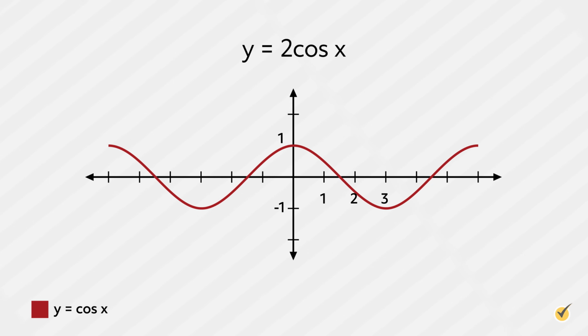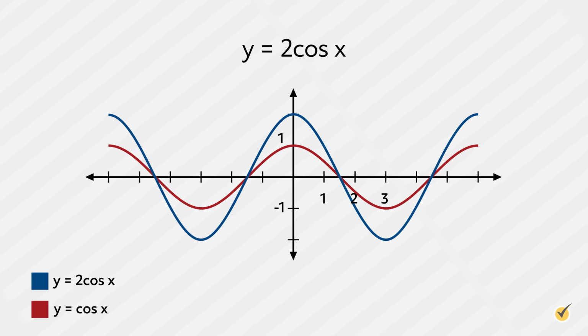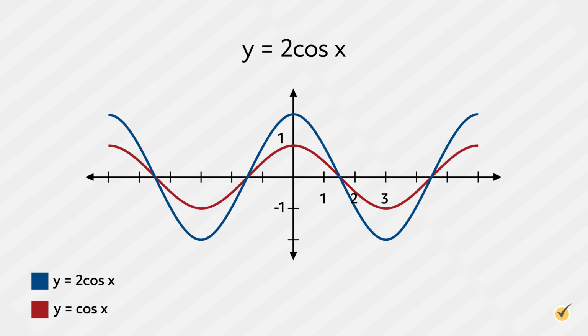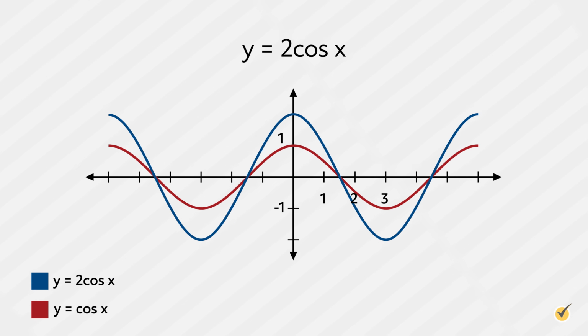Let's take a look at this with our original cosine function in red and our height doubled cosine function in blue. We can see that our functions have the same frequency, which means that they have the same period or distance between their peaks. But the two graphs do have a different amplitude. The blue graph is stretched vertically and has y values as high as 2 and as low as -2, just as we'd expect. And that's all there is to it.